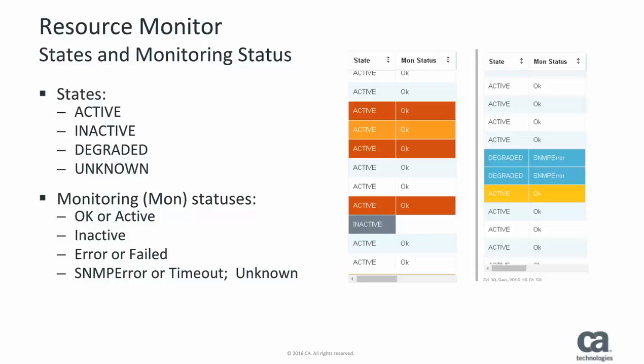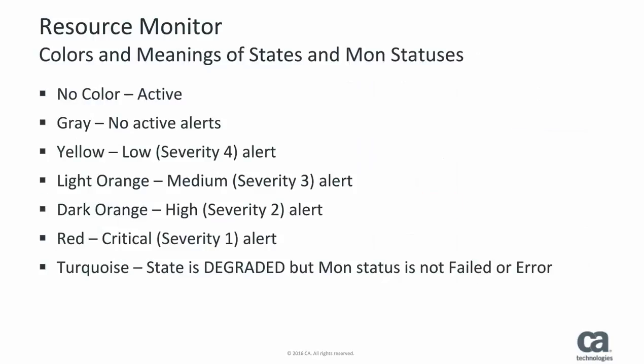A resource can be one of the following monitoring or mon statuses. OK or active. Inactive. Error or failed. SNMP error or timeout. And unknown. Note that some mon status values apply only to certain states. States and mon statuses appear in the same color. Colors and their meanings follow.